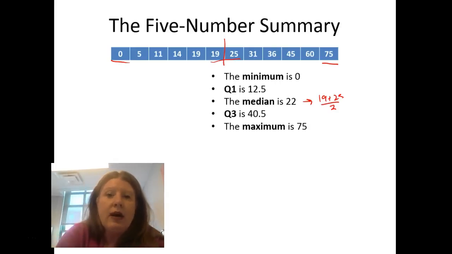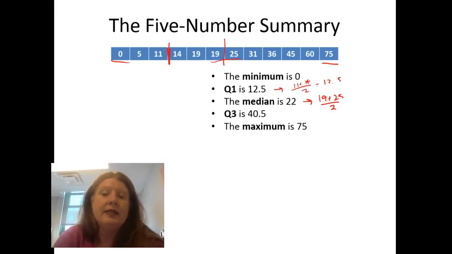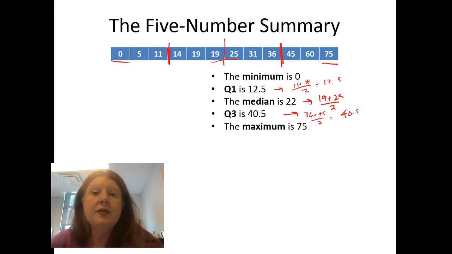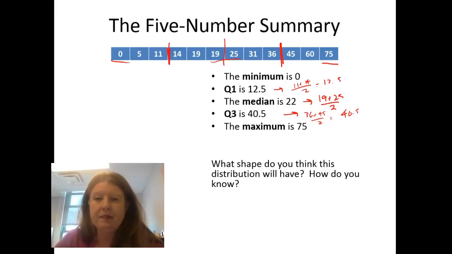To get quartile 1, again, that's going to be the average of 11 and 14. And then to get quartile 3, that's going to be the average of these middle 2 values, or the average of 36 plus 45. So remember, when we have an even number of values, we have to figure out some averages in order to help us determine what the median and our quartiles should be.